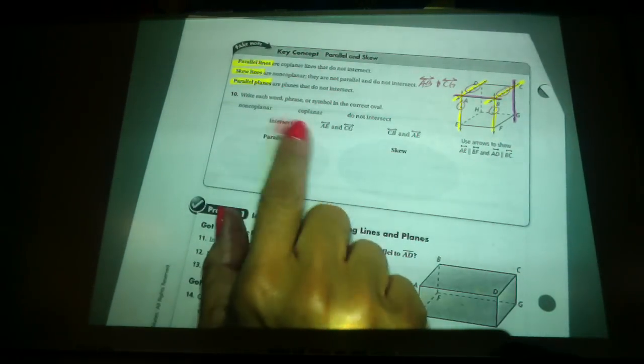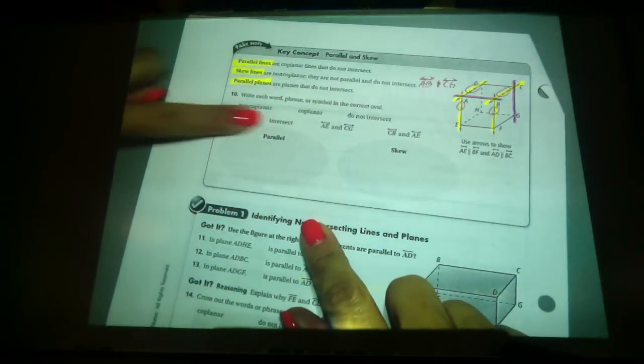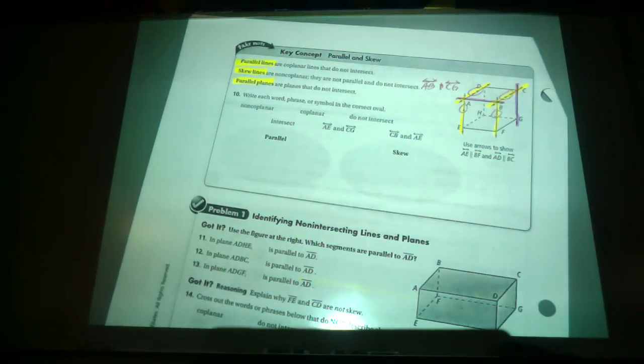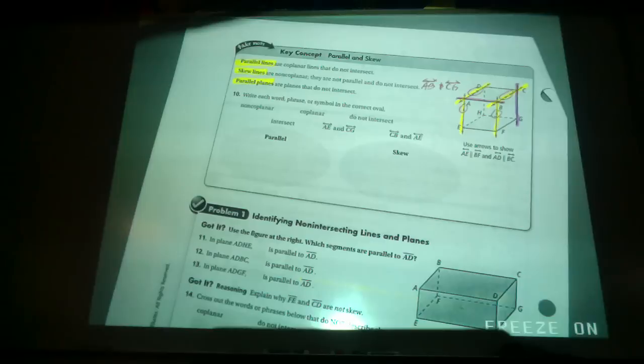So then write each order phrase or symbol in the correct oval. So take all of these and put them in the correct oval. And one of them might go in an oval twice. So you decide where to go. Go ahead and put them in.